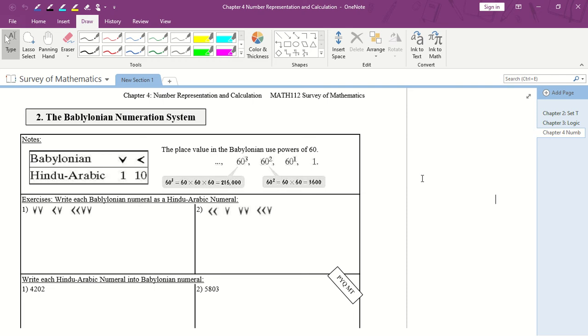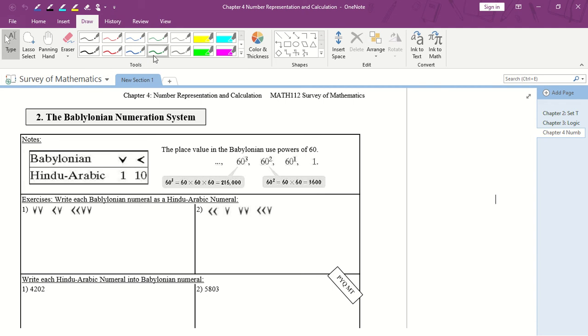Do you still remember that I discussed there's something you need to learn in order to learn these two topics, the Babylonian and also the Mayan? It is the exponential notation and also the Hindu Arabic Numeration System, especially the idea of place value. Okay, so let's discuss this one.